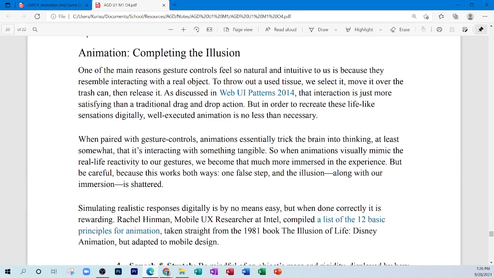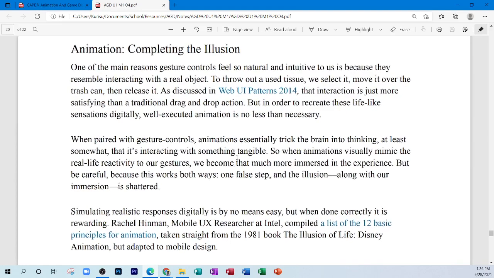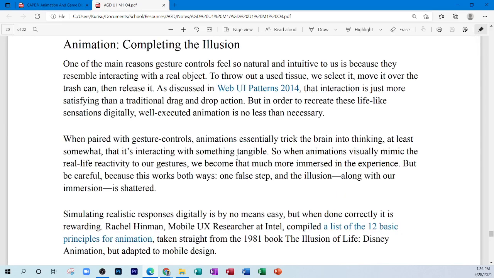All right, so the last section, animation, completing the illusion. One of the main reasons gesture controls feel so natural and intuitive to us is because they resemble interacting with a real object. To throw out a used tissue, we select it, move it over the trash can, then release it. As discussed with Web UI Patterns 2014, that interaction is just more satisfying than a traditional drag and drop option.